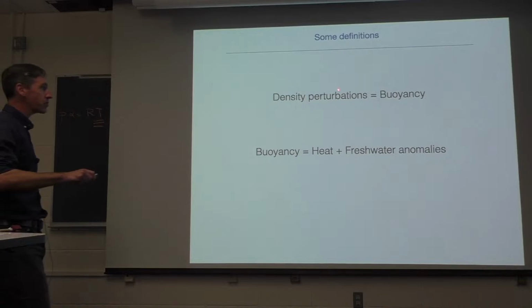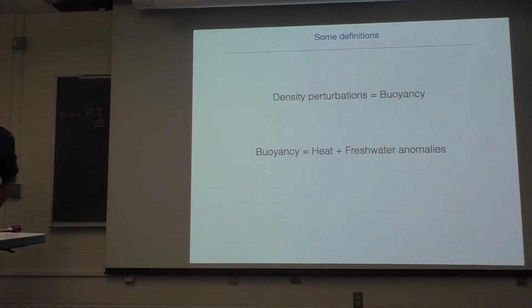Okay, I'm going to start using terms like density and buoyancy interchangeably, so just a few definitions up front. When I talk about buoyancy in the ocean, these are perturbations away from some background mean density of the ocean, and those perturbations arise from either heating or freshwater anomalies, so they can have a thermal and a freshwater content.